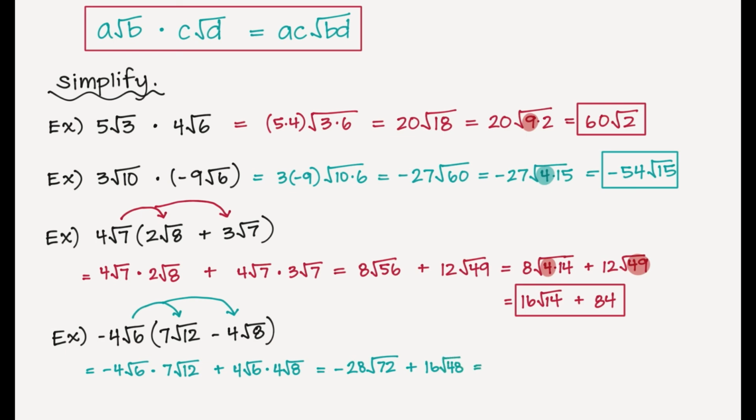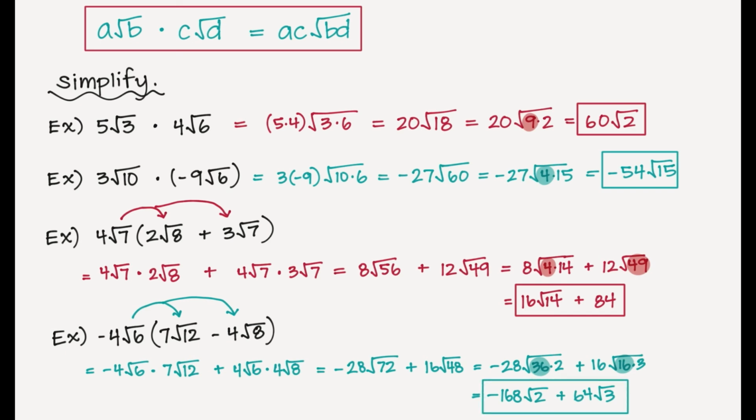Again, my radicals don't match, so I'm going to see if I can simplify them any more. I know that 72 is 36 times 2. And I also know that 48 is 16 times 3. So this can be rewritten. If I multiply negative 28 times 6, I get negative 168, and I still have the radical 2. And then 16 times 4 is 64, and I'm still left with the radical 3. So again, this will be my final answer because I cannot combine them any further, but we are done.